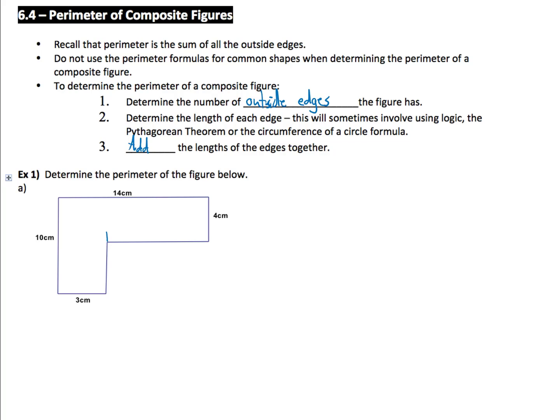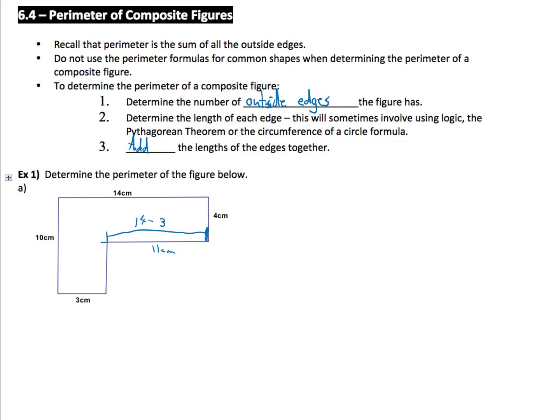First, let's determine what this length is here. Now, we know this length at the very top is 14. Right here is 14. And we know down here is 3. So this length here should be 14 subtract 3, which is just 11 centimeters.